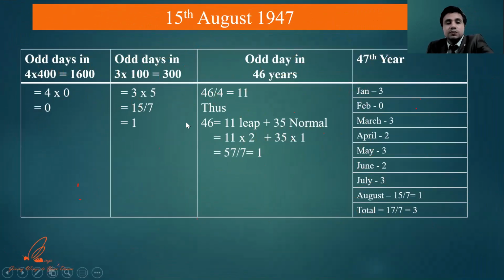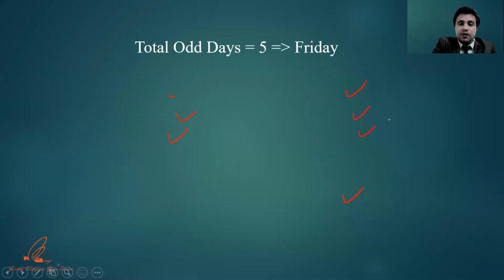You can see it here also. In 1600 years, 0 odd days. 300 years, 1 odd day. In 46 years, we have 1 odd day. And the last year, we have a total of 3 odd days. So the total is 5. 5 means the answer is Friday.